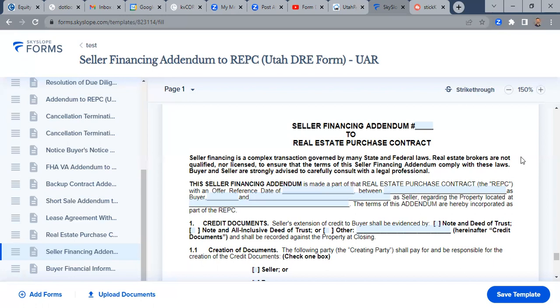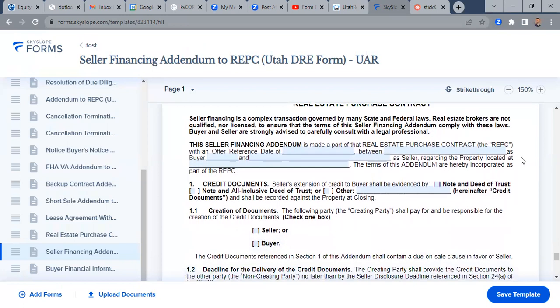Here, and we'll talk about some of the risks and how this form will help you mitigate those risks and help you have the benefits as well. So the idea is we're selling the home. We're not going to be on title anymore, and that creates some unique challenges.